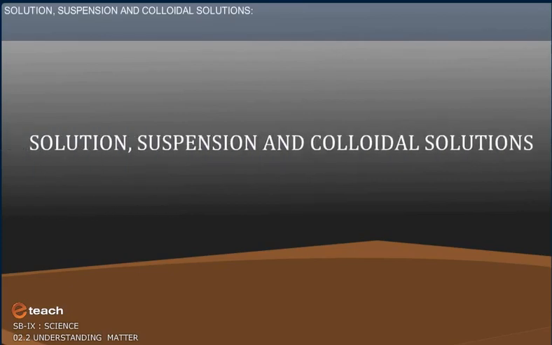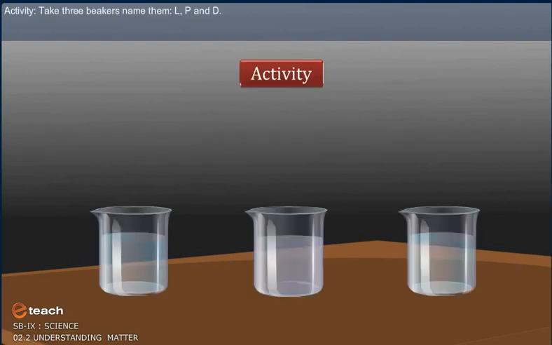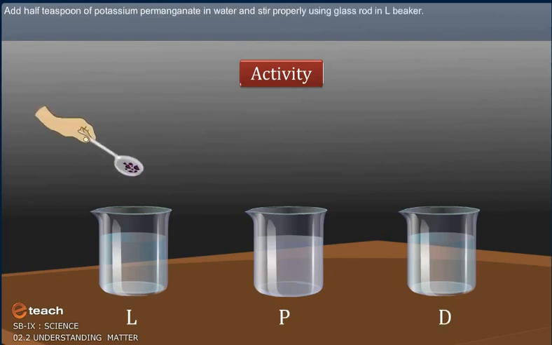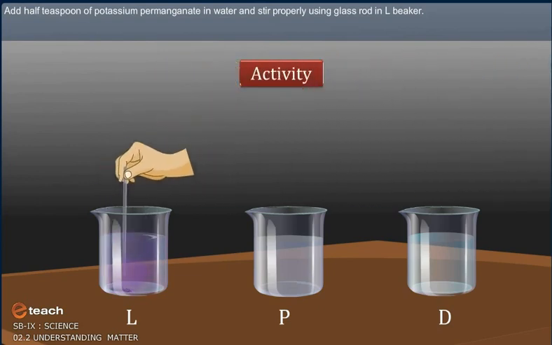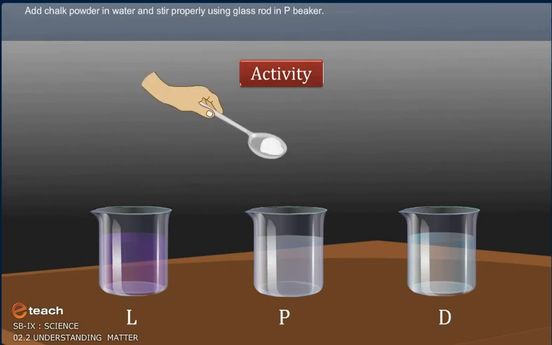Solution, suspension and colloidal solutions. Activity. Take three beakers, name them as L, P and D. Add half teaspoon of KMnO4 in water and stir properly using glass rod in L beaker.